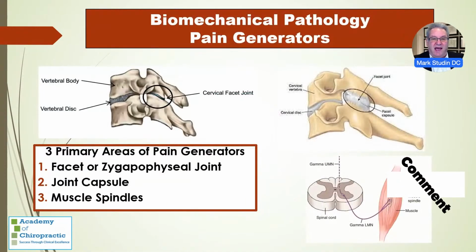When we look at the pathway for pain generators, there are three primary areas of pain generators, and when you adjust, that needs to be affected. Number one is the facet joint or the zygapophyseal joint. Number two is the joint capsule itself, and number three are the muscle spindles. These are the three areas we need to focus on.